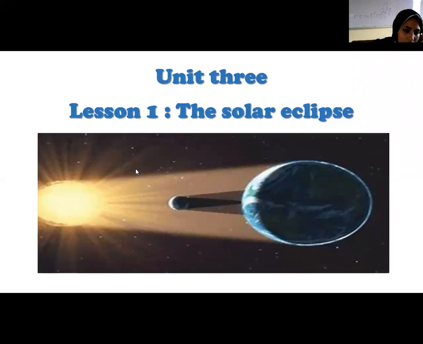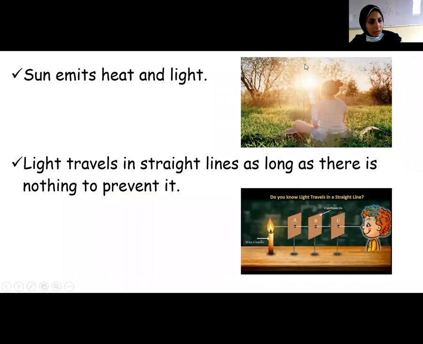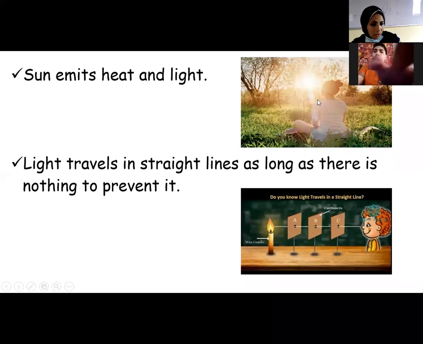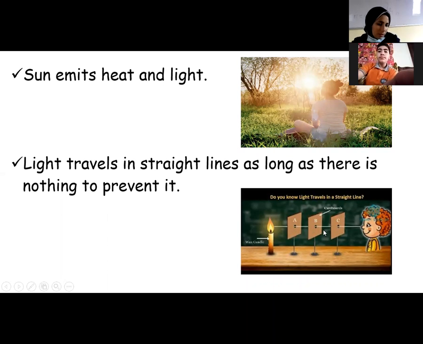Unit 3, Lesson 1, the solar eclipse. As we know, light travels in straight lines. The sun emits heat and light, and the sunlight travels in straight lines as long as there is nothing to prevent it, like in the activity that we studied in junior 5, where the light travels in a straight line.